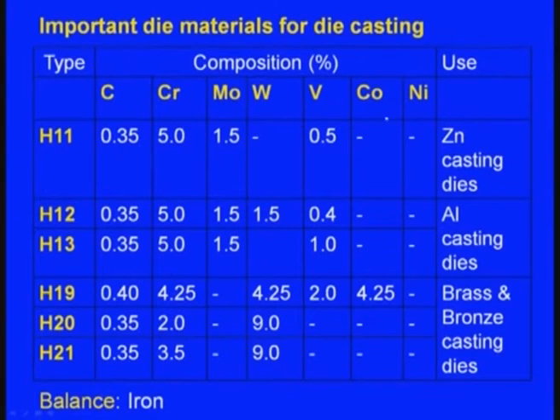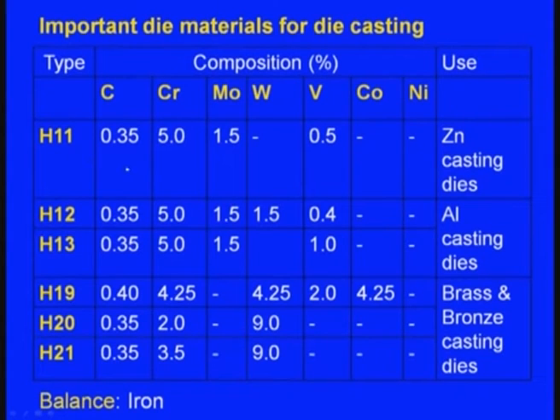These are the elements that are present in these steels. Carbon is present in all these steels. Besides carbon, chromium, molybdenum, tungsten, vanadium, cobalt and nickel will be there. In the case of H11 steel, carbon content is 0.35, chromium content is 5%, molybdenum 1.5, no tungsten, vanadium 0.5 and the balance is iron, and this steel is used for making zinc casting dies.